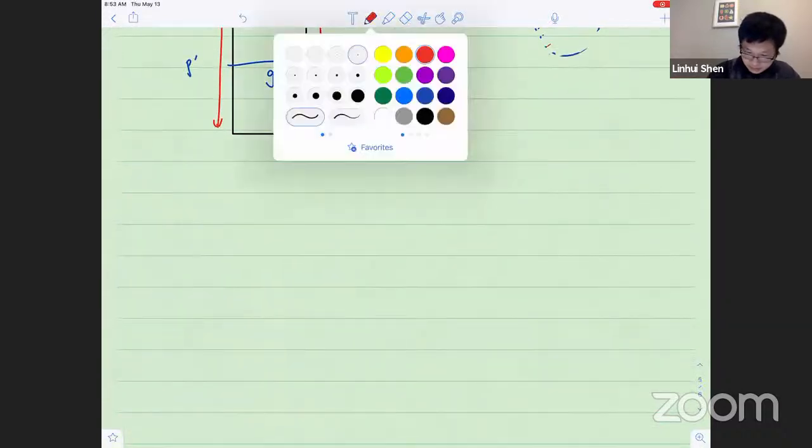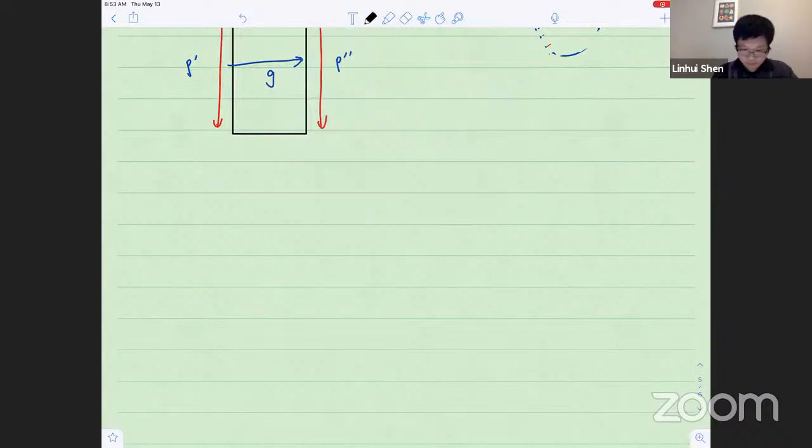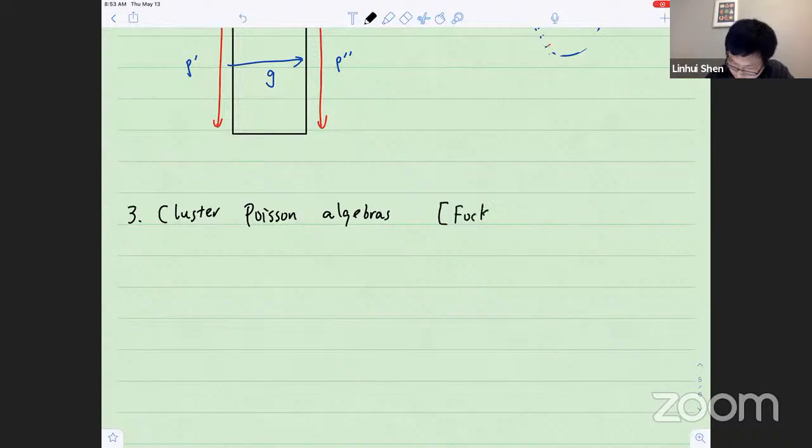So now let me quickly talk about the definition of cluster Poisson algebra. This is following the definition of Fock and Goncharov. One quick remark is this class of Poisson algebra is actually different from the usual cluster algebra or upper cluster algebra of Fomin and Zelevinsky.